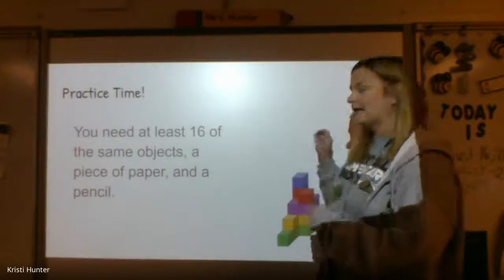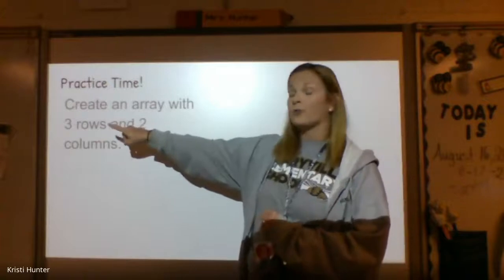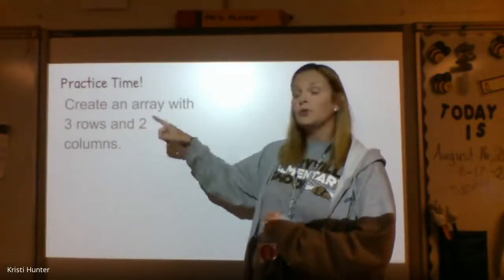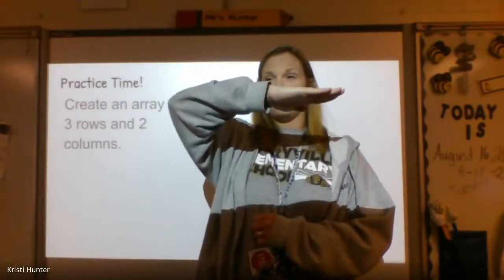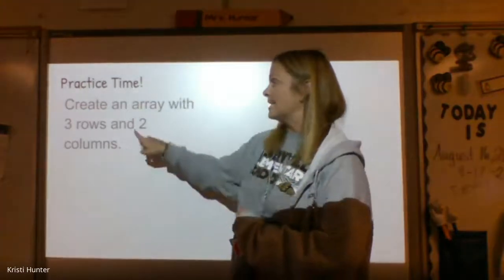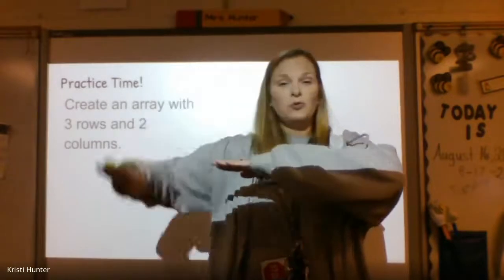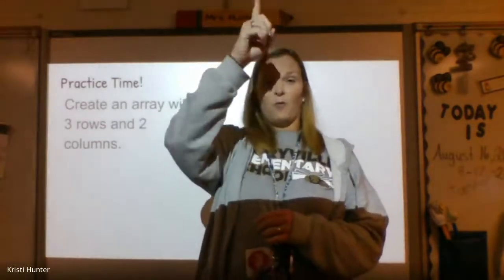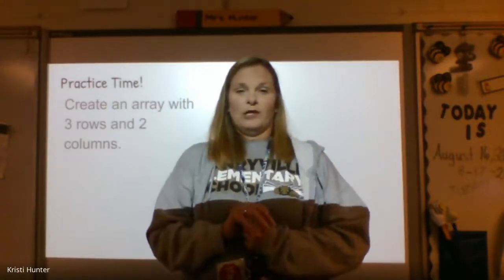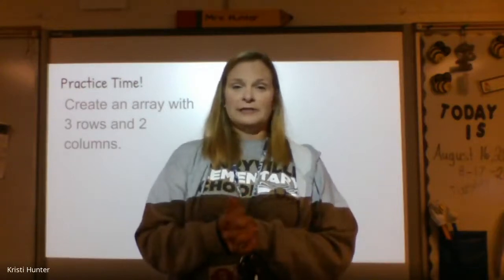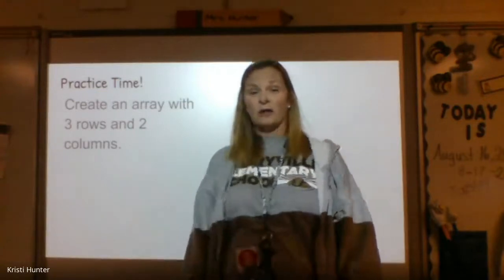We've got our 16 items and we're ready to start. It says create an array with 3 rows and 2 columns. So we need 3 rows. That tells me that if I have 3 rows, I'm going to have 1, 2, 3. So make your 1, 2, 3 of your item on your desk or on your table. And then in each row, I need 2 because it says 2 columns.